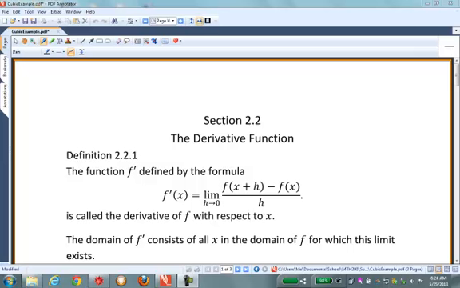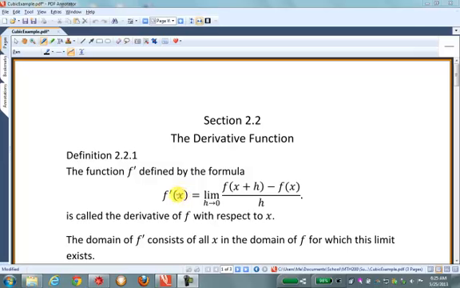Section 2.2 of your text introduces the derivative function, and the derivative function is defined as follows. The function f prime, and f prime is how this symbol is read, is defined by the formula f prime of x is equal to the limit as h approaches 0 of f of x plus h minus f of x all over h. And we have to think of this as a function.